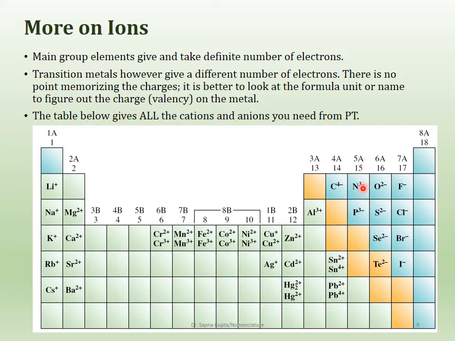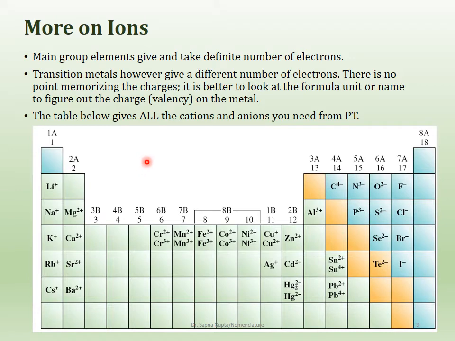Group number 5 is 3 minus, nitride, phosphide. Group number 6, oxide, sulfide, selenide, telluride. And then number 7, which is halogens: fluoride, chloride, bromide, and iodide. And these are the ions. Remember, group 7 takes 1 electron, group 6 takes 2 electrons, group 5 takes 3, group 4 takes 4.